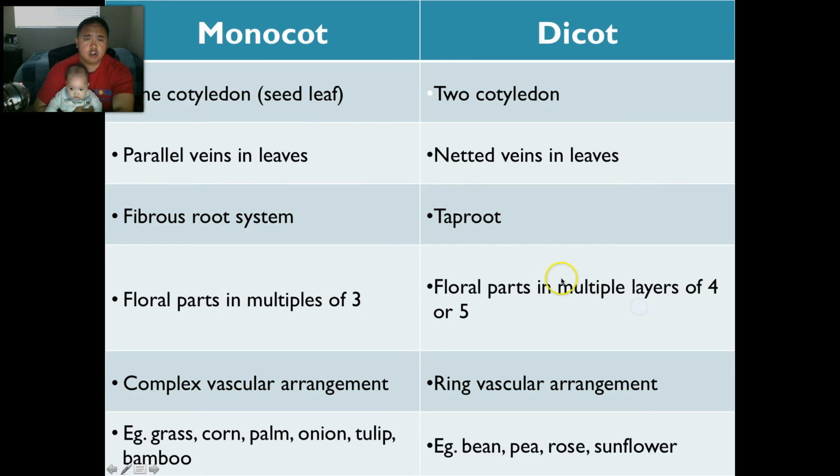I also have a nice chart for you, the difference between monocot and dicot. It means the exact same thing as the last chart. The only difference is I give you some examples. Monocots are like grass, corn, onions, bamboo, tulips, those are monocots. And dicots, bean, peas, roses, sunflowers, those are dicots.